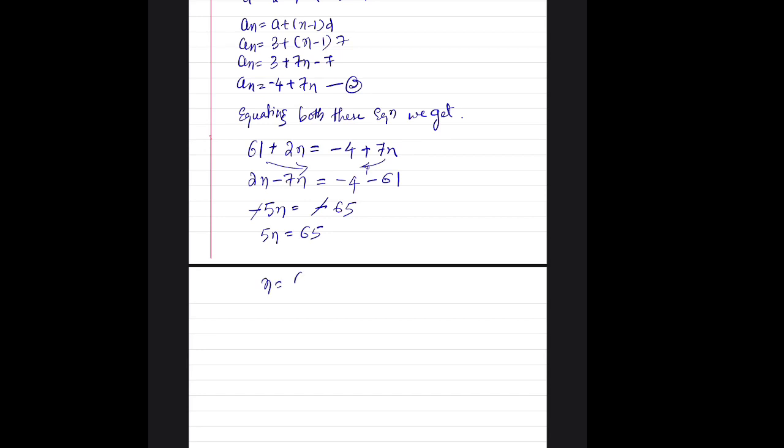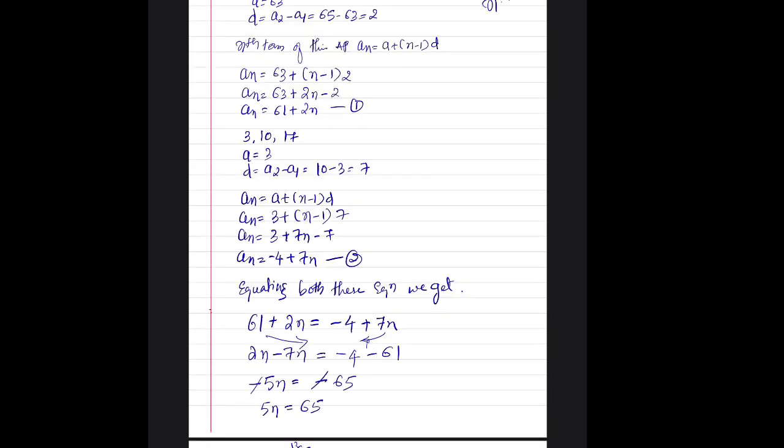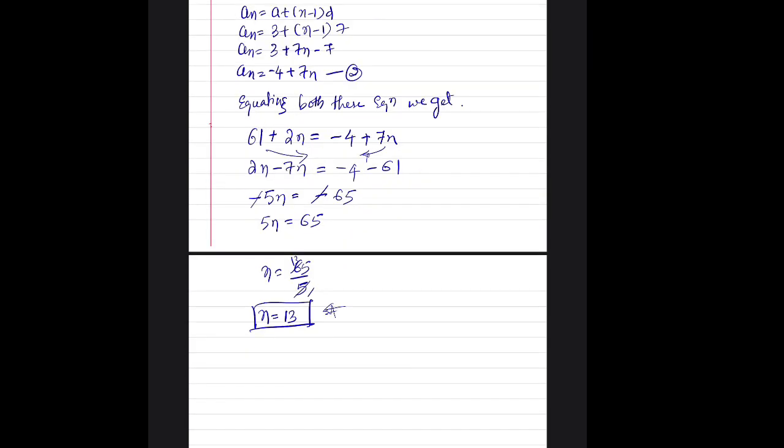So, n is equal to 65 divided by 5. So, students, here n is equal to 13. So, your value is 13. At value n is equal to 13, we got both the numbers equal. Therefore, the 13th term of both the APs are equal to each other.